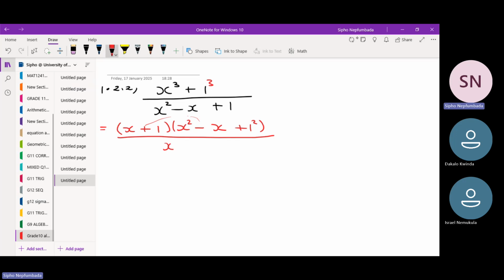Then we've got x squared minus x plus 1. So if you check very nicely, you can see that those two are cancelling. Then we are left with what? We are left with x plus 1.